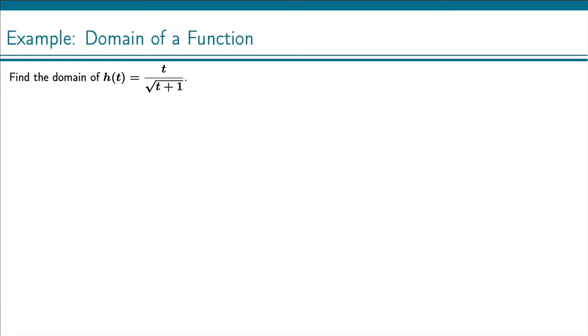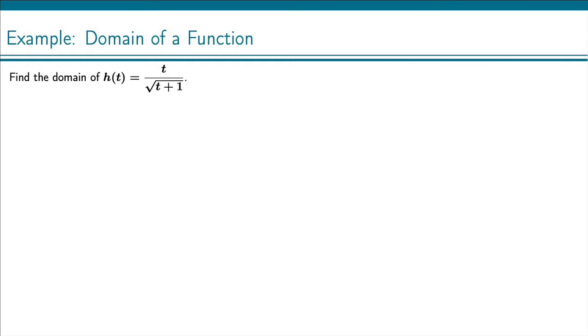Find the domain of h of t equals t over the square root of t plus 1. There are two things happening here that are going to affect our domain. Number one, we are doing a division here. And if you're dividing by something, we know we can't divide by 0.